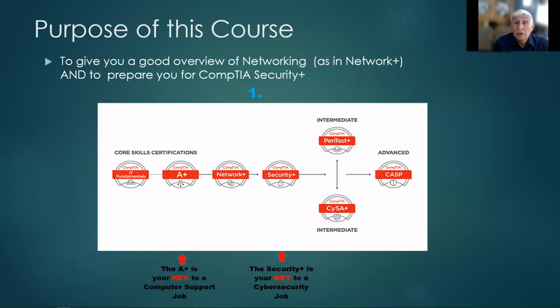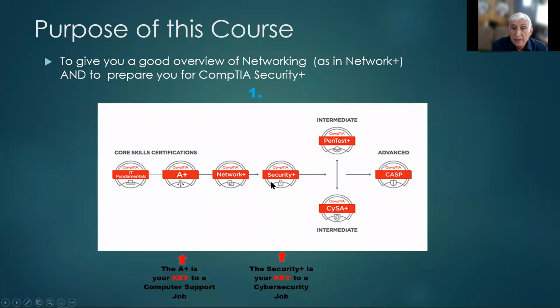So the purpose of this course is to give you a good overview of networking, as in Network Plus, because this course gears you towards Network Plus. But the main reason for this introduction to networking is so that you'll be prepared to take your Security Plus certification. Security Plus certification is the key to getting a cybersecurity job, okay?